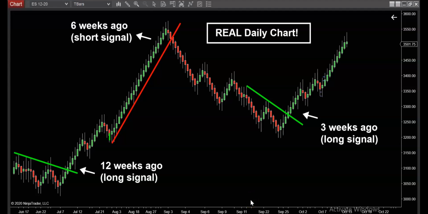So I'm going to make this simple for you guys, all right? Number one, what's a signal? Right? What is this long signal from 12 weeks ago? What's this short signal from 6 weeks ago? And what is this long signal again from 3 weeks ago? Well, a long signal is simply a trend line break to the upside, right? A short signal is simply a trend line break to the downside.